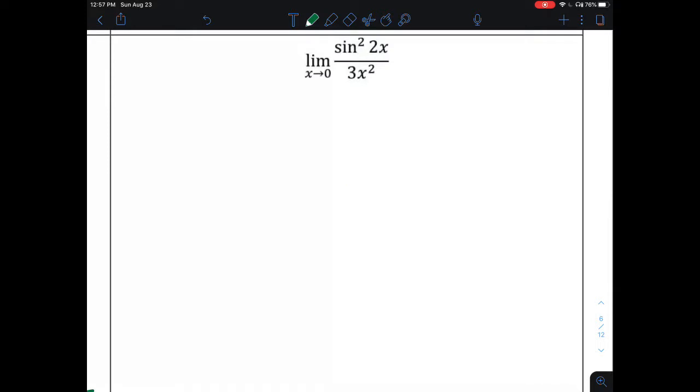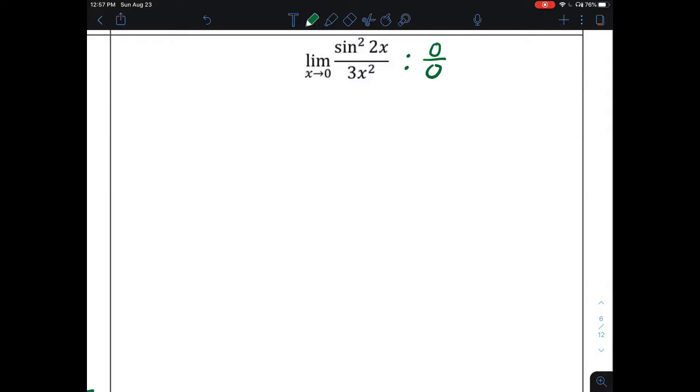Last example here. So limit as x approaches 0 of sine squared of 2x divided by 3x squared. I do direct substitution to see what I get. Sine of 0 is 0. 0 squared is 0. Divided by 0. So I'm at this stage. Indeterminate form. Great. All right, so I have to use some properties of limits here.